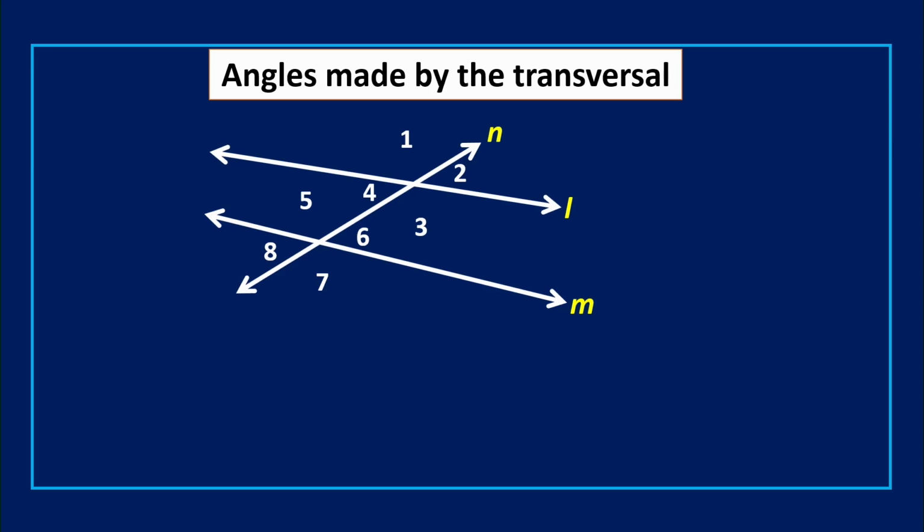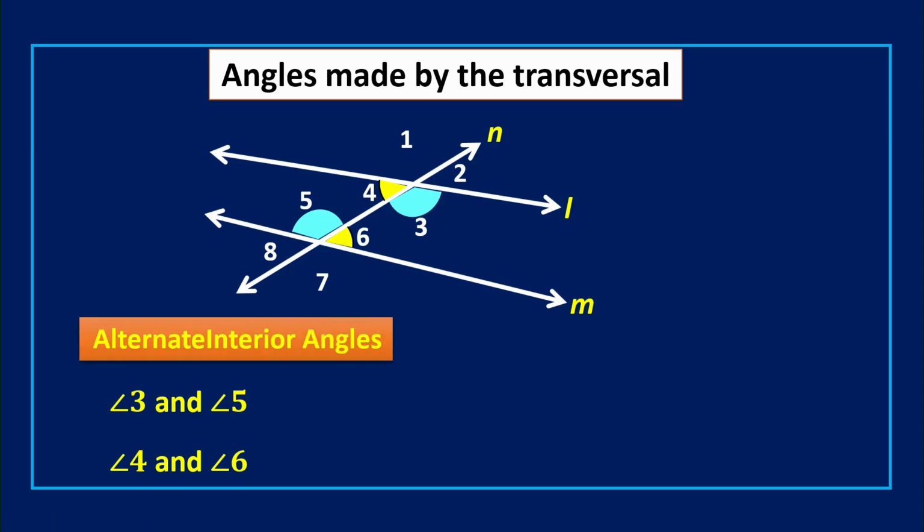Angles made by the transversal. Here you can observe L and M are two lines, N is the transversal. You can observe angle 3 and angle 5 have different vertices, on either side of the transversal. One is on the right side, one is on the left side, and both are interior angles. You can observe angle 4 and 6. Angle 4 is on the left side, angle 6 is on the right side, and it is also interior. These angles are called alternate interior angles.